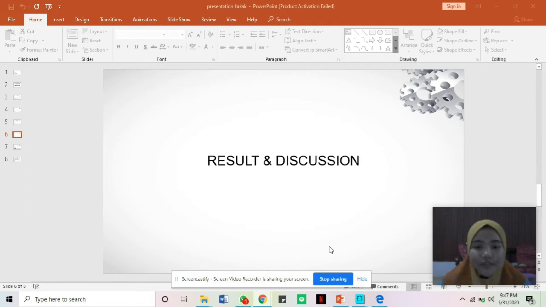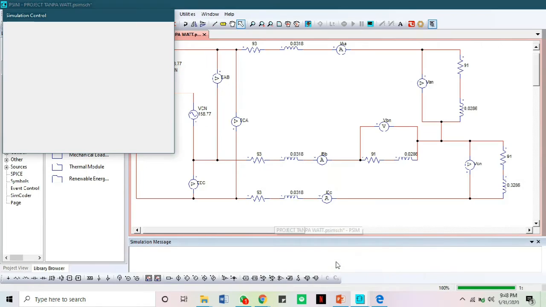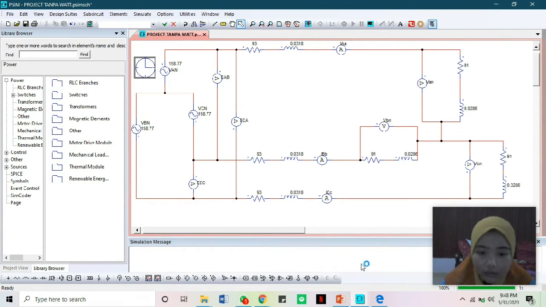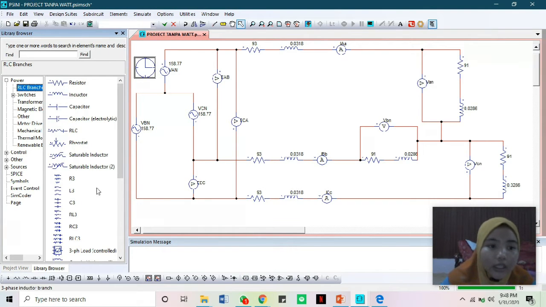So the next one is result and discussion. Here I will show you the circuit that I made in PSIM. First of all, we want to find the resistor, inductor, ammeter and voltage source. So we will have them down here. We will just choose or find them here. For resistor, inductor, capacitor, we will type here so we can find what we want.